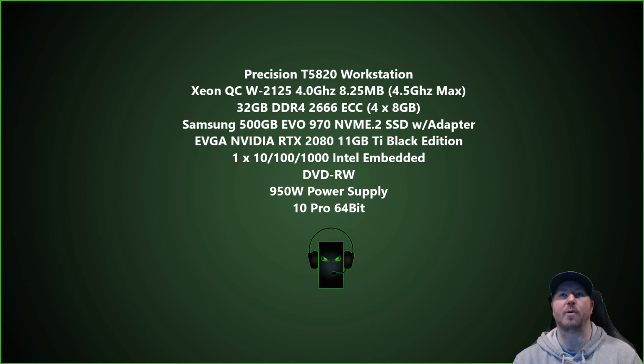PCIe adapter. We're also going to install an EVGA NVIDIA RTX 2080 Ti graphics card, the Black Edition, in the system as well. And then we have an Intel Gigabit network port, DVDRW, the very important 950 watt power supply that you'll need if you plan to install a high-end graphics card like we are. And then Windows 10 Pro 64-bit. So those are basically the specs that we're using. We pick high clock speed components to optimize the system for max performance during gaming. That's our big thing at GreenPCGamers.com.